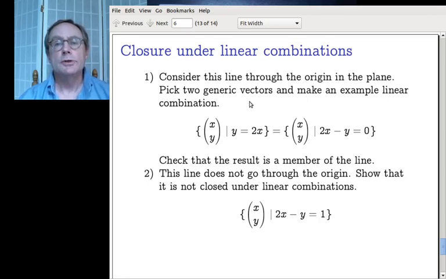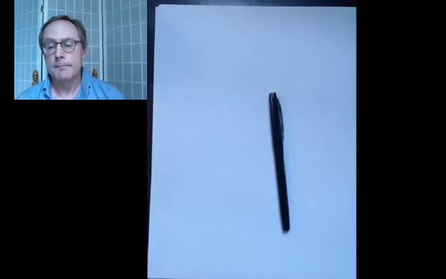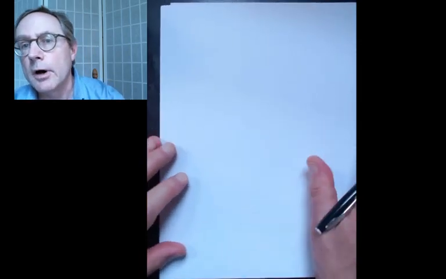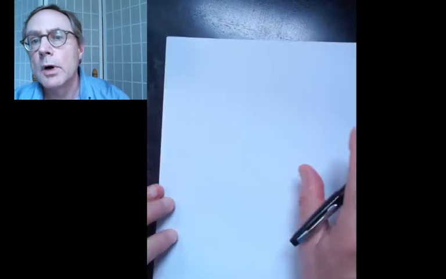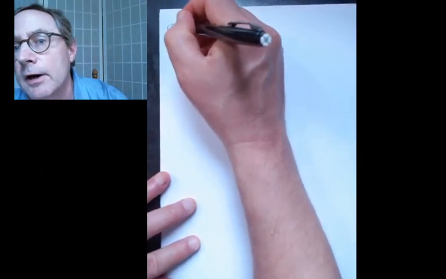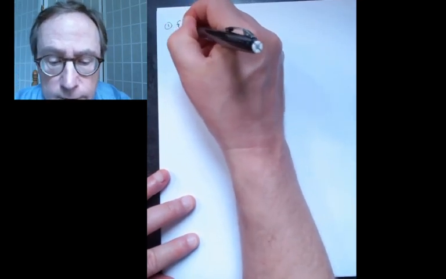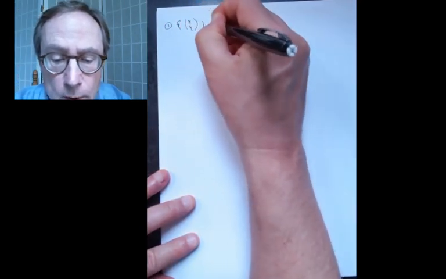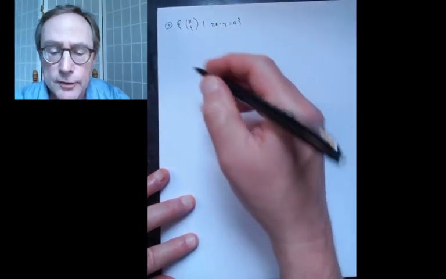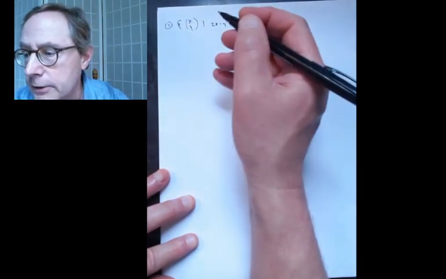And I'm going to pick two vectors at random and make a linear combination and check that indeed the linear combination does give me a vector from the space. So for question 1 I'm looking at the line y equals 2x. So it's the set of xy where 2x minus y is 0. And I'm just going to pick two vectors at random from that space. Really, it doesn't matter what I do.